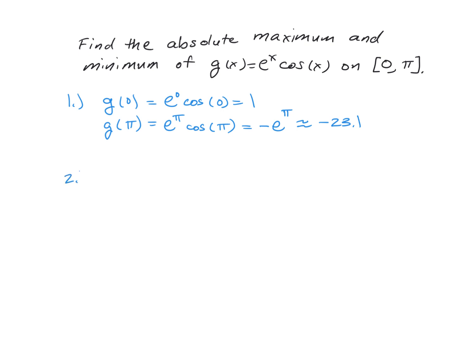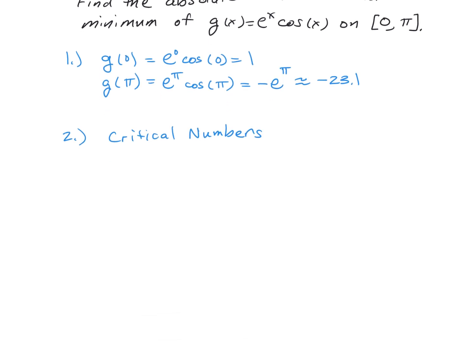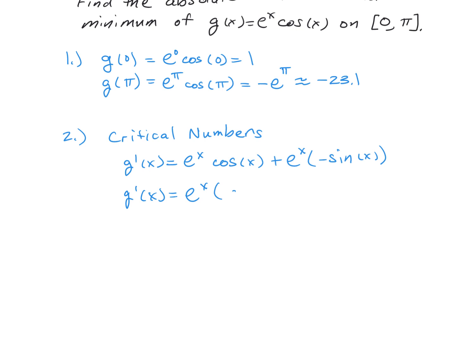So step 2 of the process, that's to get our critical numbers. And in doing so, we need to find our derivative. So g prime of x is going to require the product rule. Derivative of the first is e to the x times the second plus first, coincidentally e to the x, times the negative sine of x, which is the derivative of the cosine function. If we factor that down, we can take out a common e to the x, and we have a cosine of x minus the sine of x in parentheses left over.